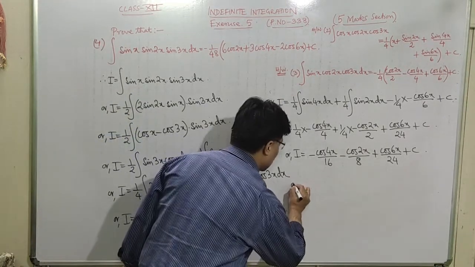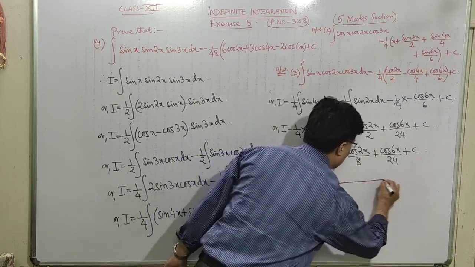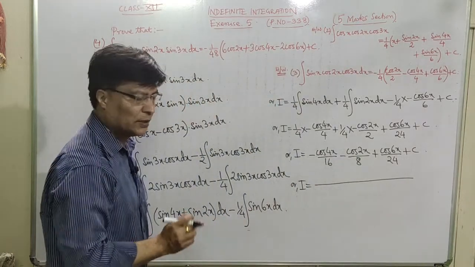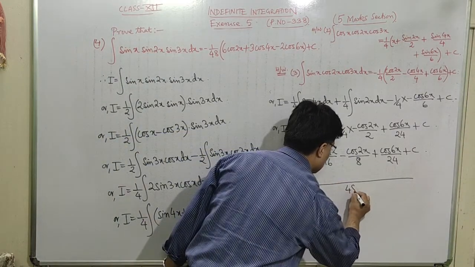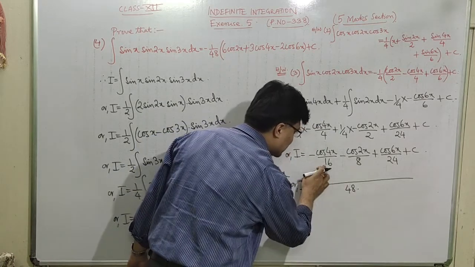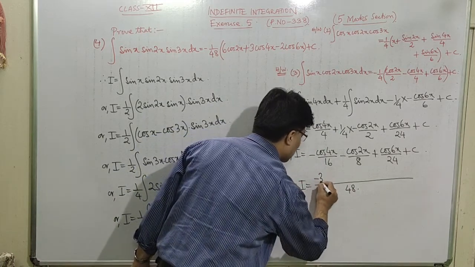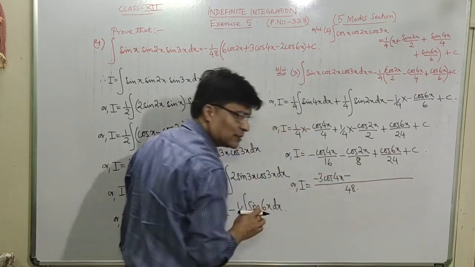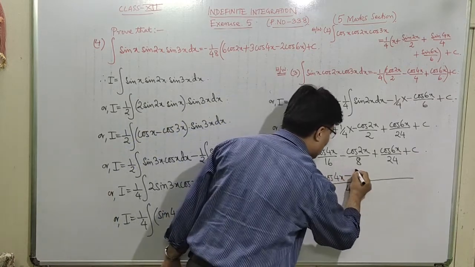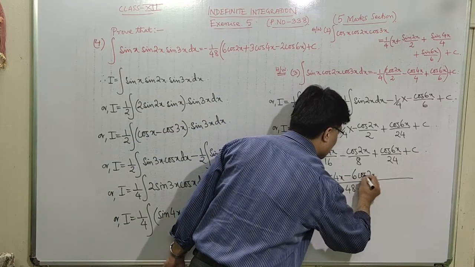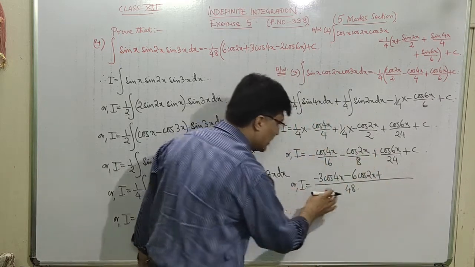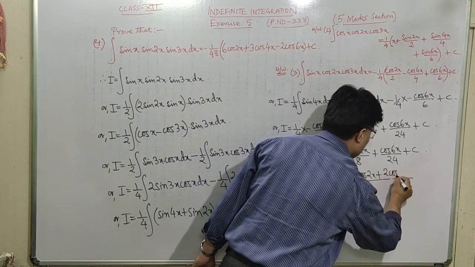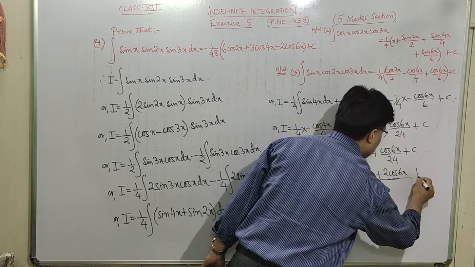So now let us take the LCM. I is equal to, what's the LCM out here? What is the LCM of 16, 8 and 24? It is 48. Right. So this is 48. Now 48 is divided by 16, we will get 3 minus 3 cos 4x. Then minus sign. Now 48 divided by 8, 8 sixes are 48, we get 6 out here, 6 cos 2x. Then plus. Now again this 48 is divided by 24, that means 2 times, isn't it? So it is 2 cos 6x. And this is plus C.